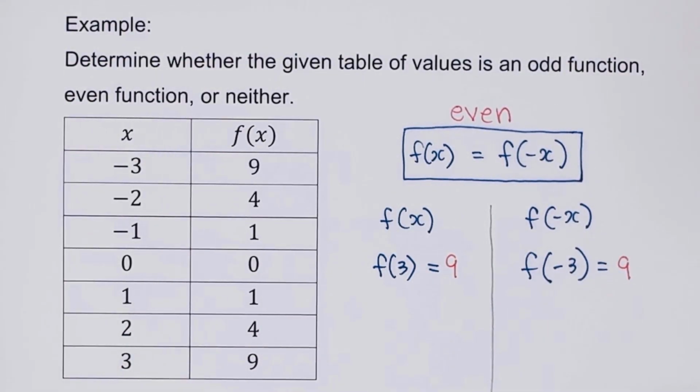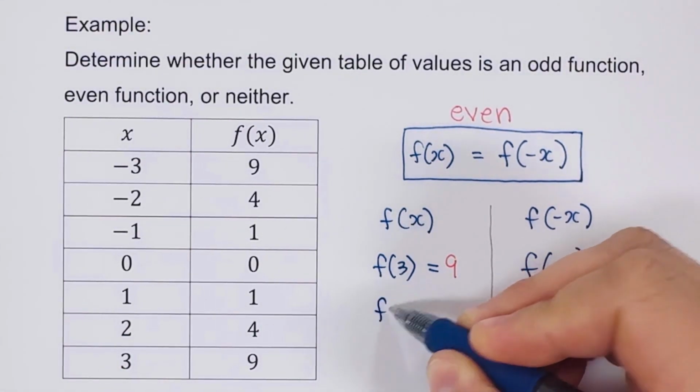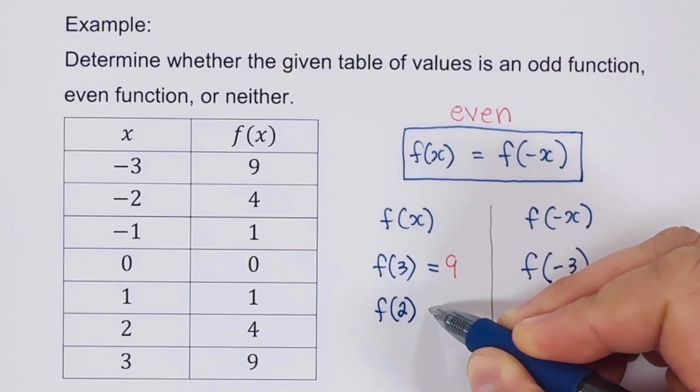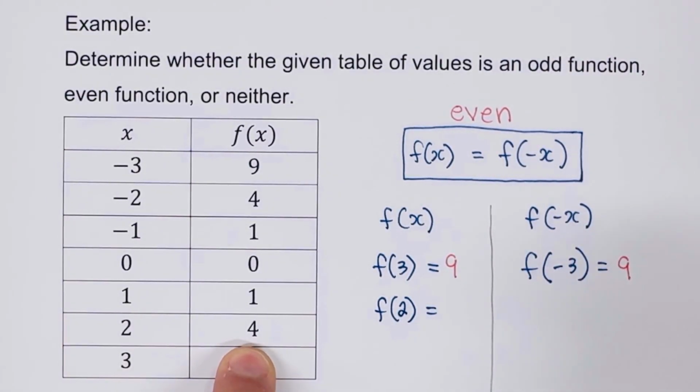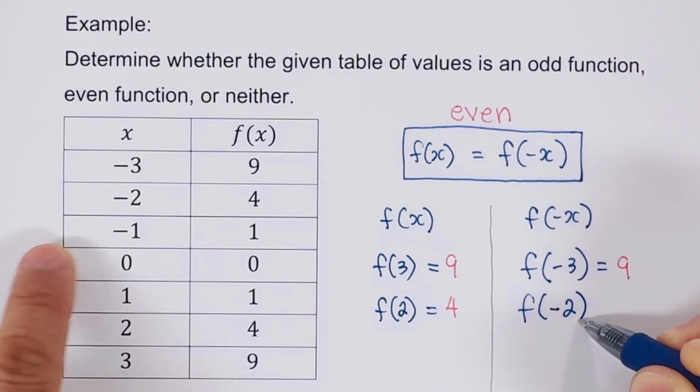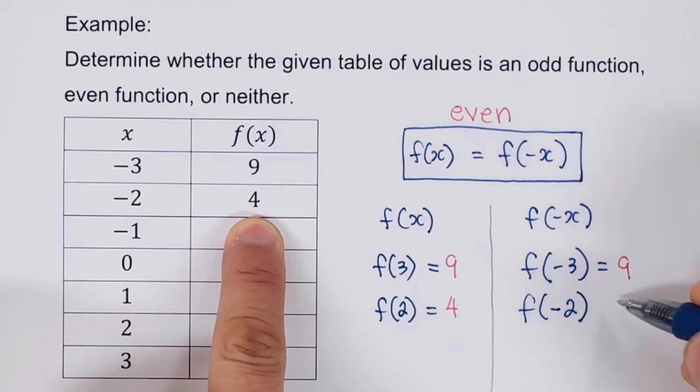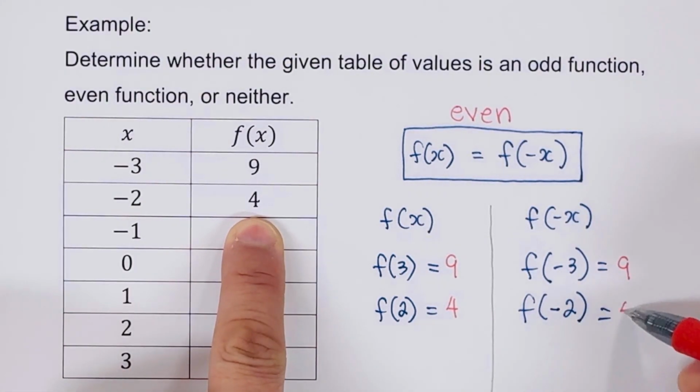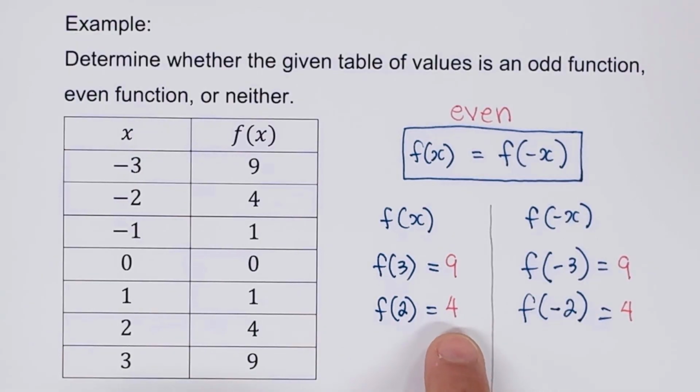Now let's try another one here. If I have f of positive 2, the value for this is 4. Now if I have f of negative 2, the value for that is also 4. Again, notice that f of x is equal to f of negative x. So this shows further that this given table of values is an even function. Now let's have another example.